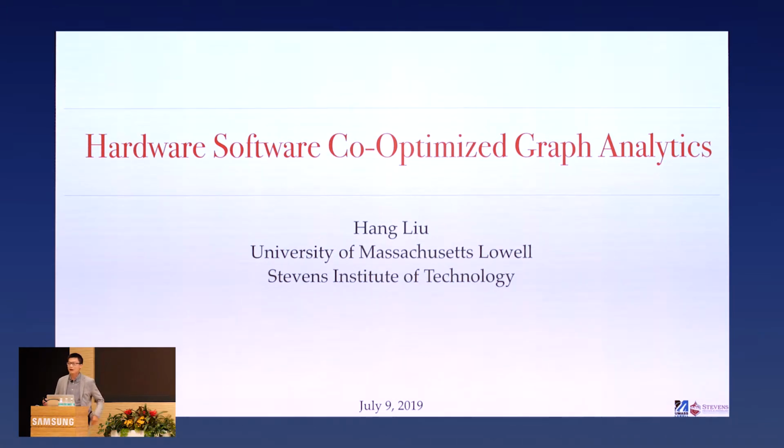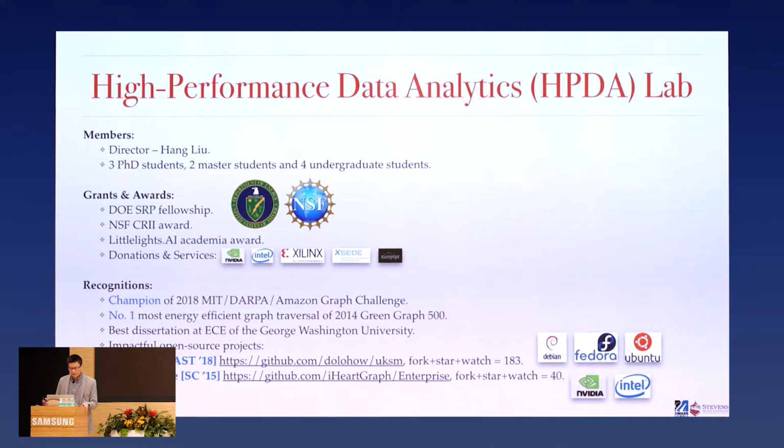So today's talk is on hardware-software co-optimized graph analytics. Before I talk about my talk, this is a brief introduction about my lab. We have a couple of students, and we got a couple of awards from NSF and DOE, and donations from industry partnerships. With that, we won the champion of the 2018 MIT Graph Challenge for the Amazon Graph Challenge, and also the number one most energy efficient graph proposal of 2014. We also open sourced our software, so our memory deduplication work is being adopted by Debian, Aurora, and Ubuntu. Also, my graph algorithms are being adopted by NVMe and Intel for their tests.